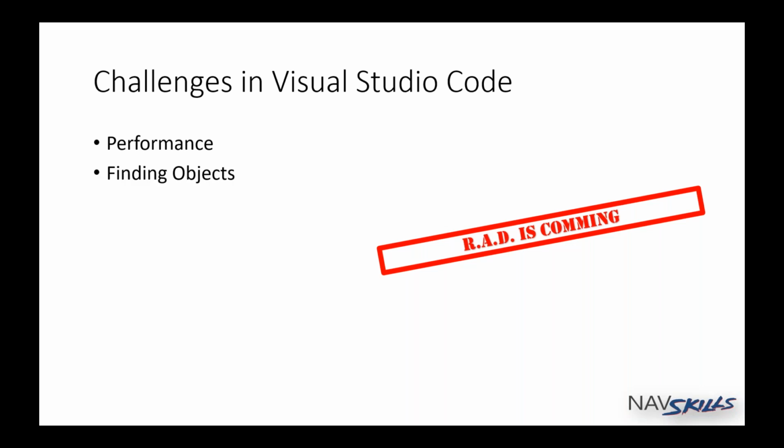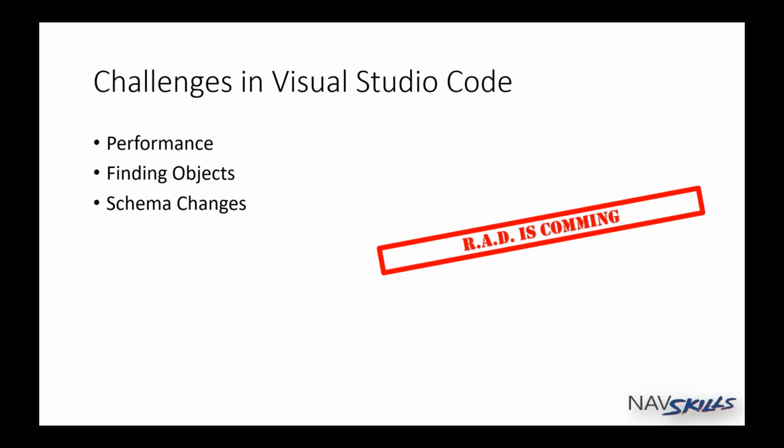Personally, finding objects, I think it's still very hard, even though somebody actually made an object designer in Visual Studio Code. I haven't tried that myself yet. Personally, I use the ForNAV modern object designer for this. But finding objects and keeping track of objects, I think, is a lot harder in Visual Studio Code than it is in Seaside. And also schema changes is hard.